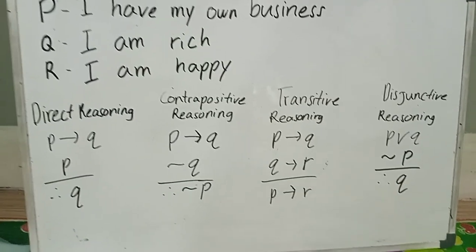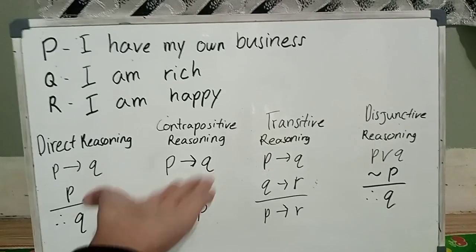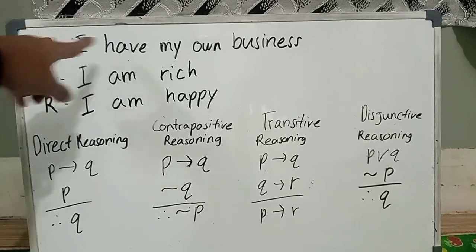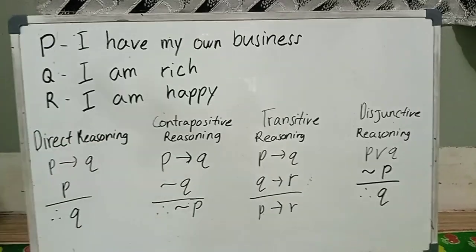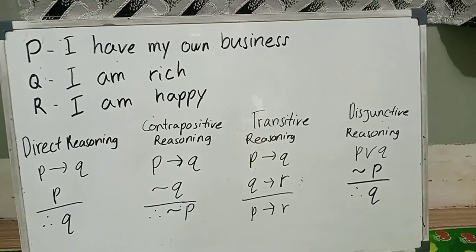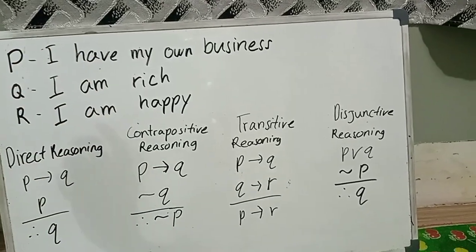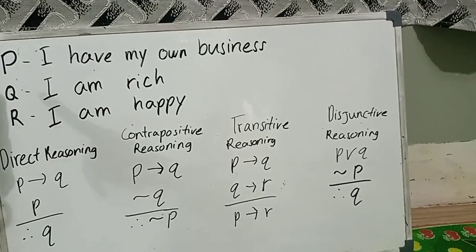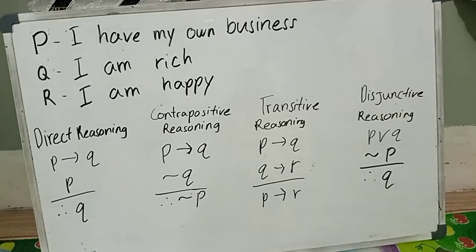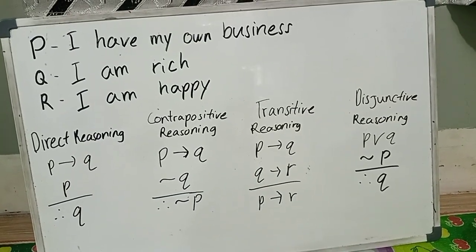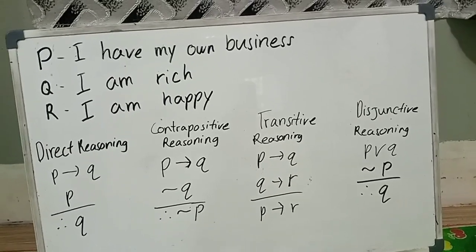The other one is contrapositive reasoning. So if P, then Q. If I have my own business, then I am rich. So if we negate them, it would be: if I am not rich, therefore I don't have my own business.